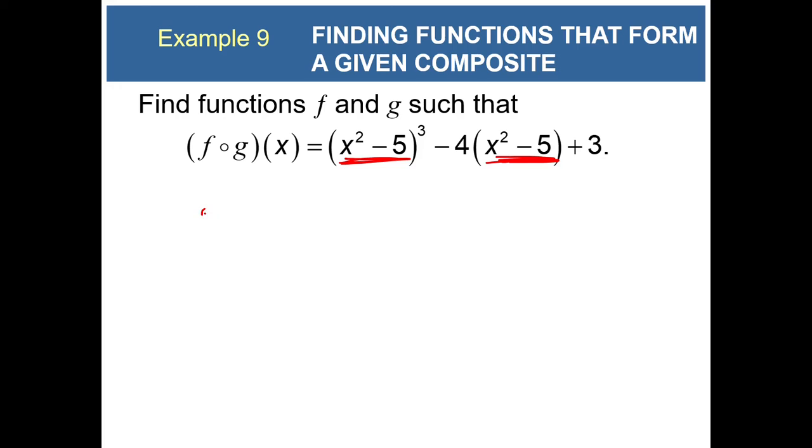So let's let g of x be equal to x squared minus 5, and we're going to undo the substitution. So if instead of x squared minus 5, we replace these by x's, we'll figure out what the original function f of x was. So this is going to be x cubed minus 4x plus 3. And in order to check my work, I could always plug in g for the x's, and it does give us this original function back, f of g of x.